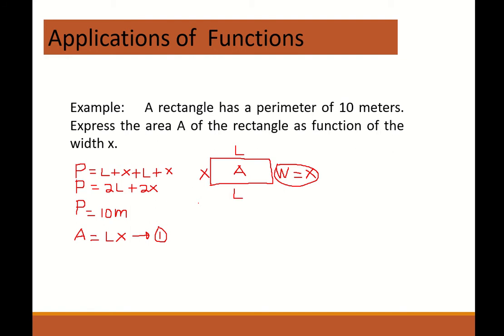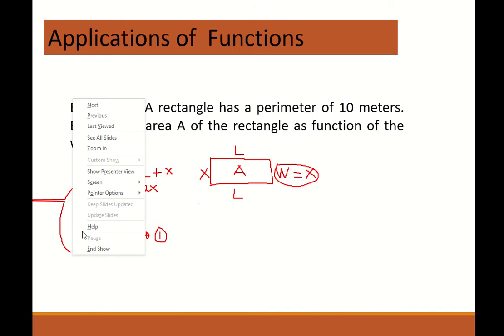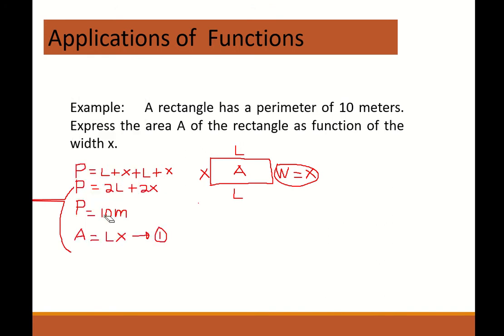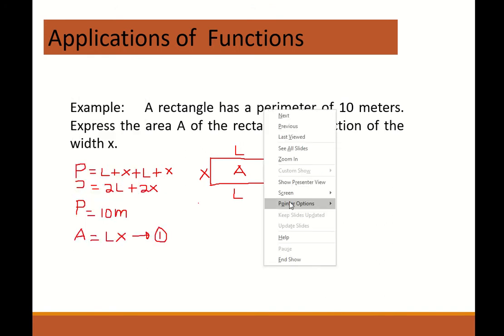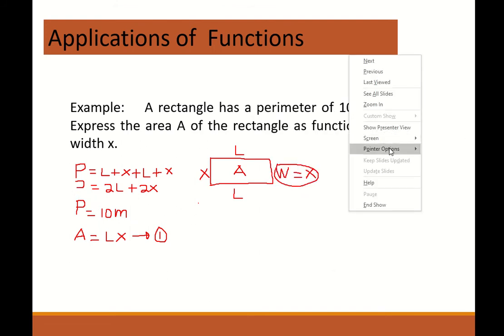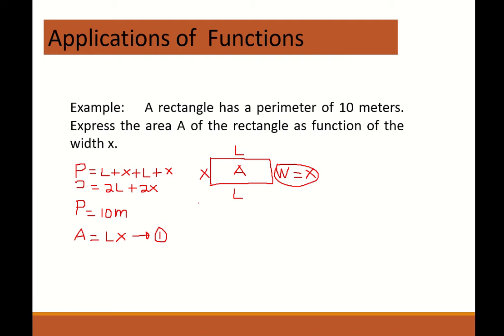Okay. Now from this formula for P, or perimeter, let's use this and substitute the value of the perimeter, which is 10 meters. So we have P, which is 10, equal to 2L plus 2X.